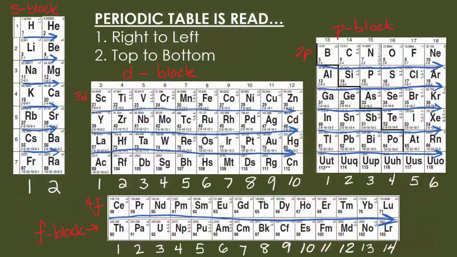So when I was saying before that the S block holds 2, if you notice, there's only 2 places from left to right in the S block category, while in the D block you have 10 places, while in the P block you have 6 places from left to right, and you have 14 places from left to right in the F block.